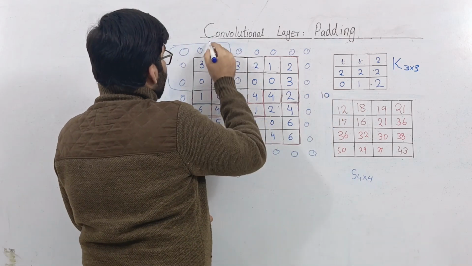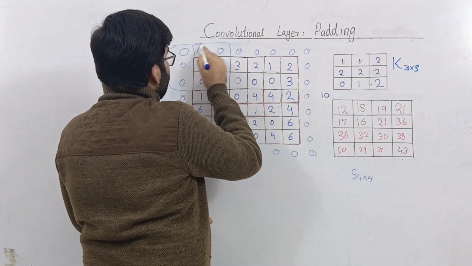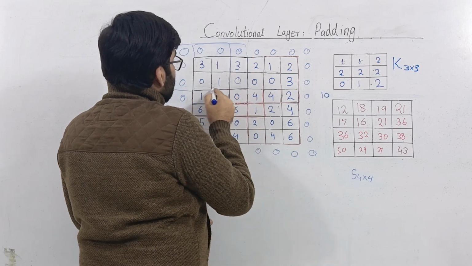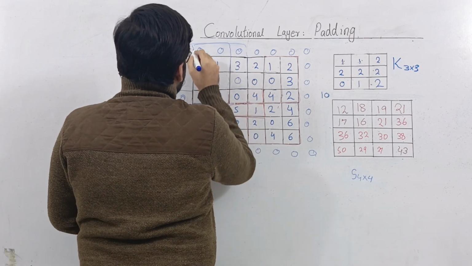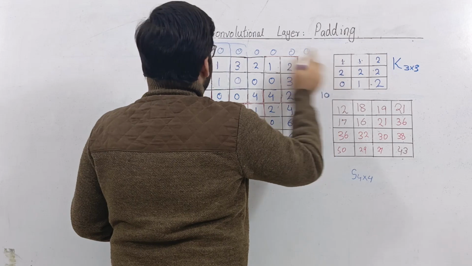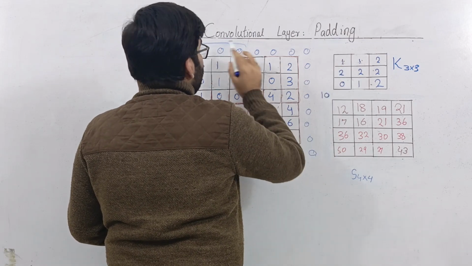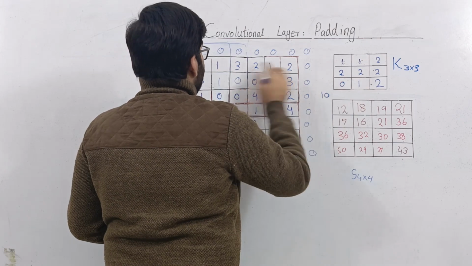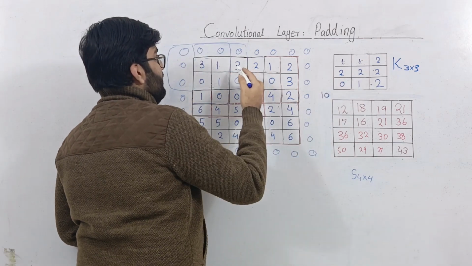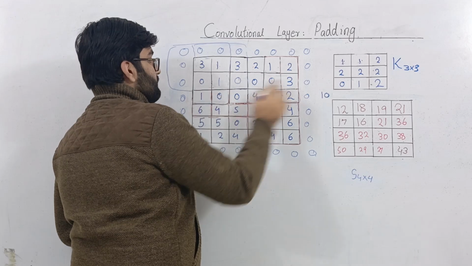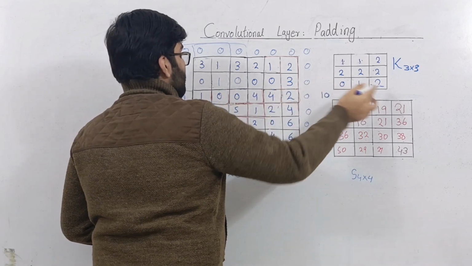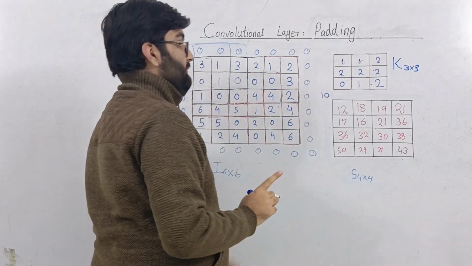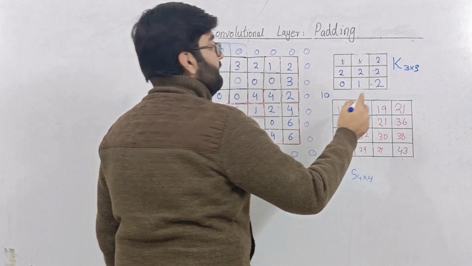When we move it one point to the right, like this, and perform the same operation, 1 multiplied by 0, 1 multiplied by 0, 2 multiplied by 0, 2 multiplied by 3, 2 multiplied by 1, 2 multiplied by 3, 0 multiplied by 0, 1 multiplied by 1, 2 multiplied by 0, and when added up, we will get a 15.